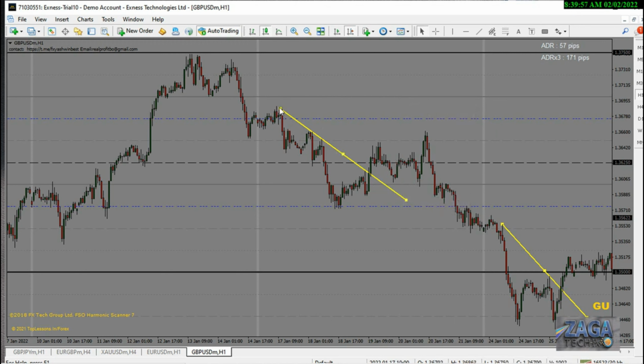Let's take a look. Let's adjust this trend line again. These two here, and let's connect this and this.